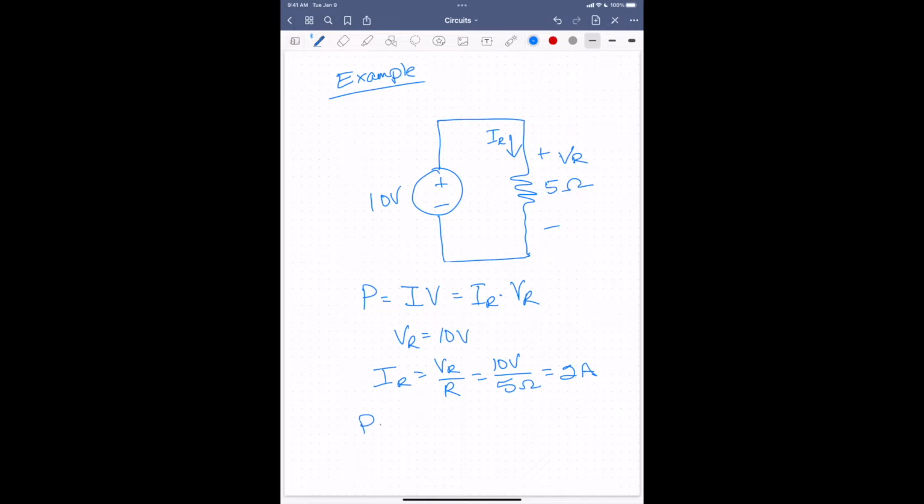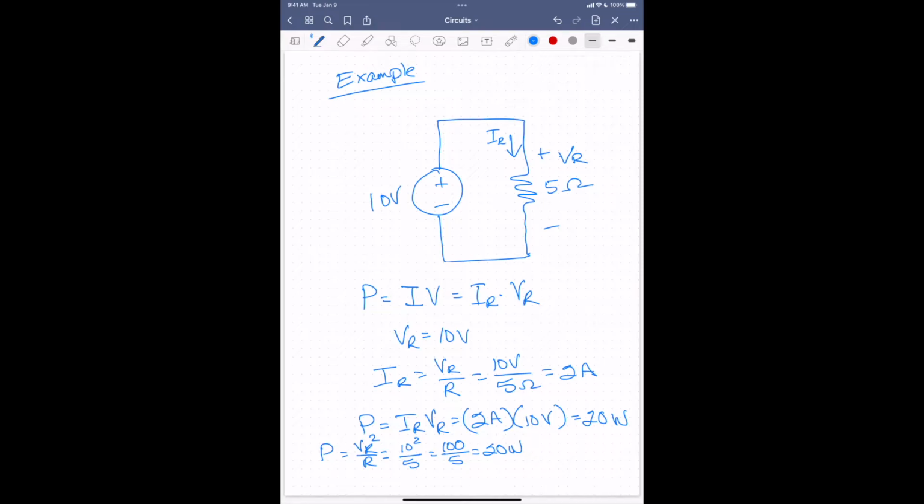From that, we can calculate power. P is equal to IR times VR, which will give me 2 amps times 10 volts, which will give me 20 watts. Now, we could have done this simply using the other definitions of power. So we could have used P is equal to V squared over R, which would have been 10 volts squared over 5 ohms, which gives us 100 over 5, which is 20 watts.